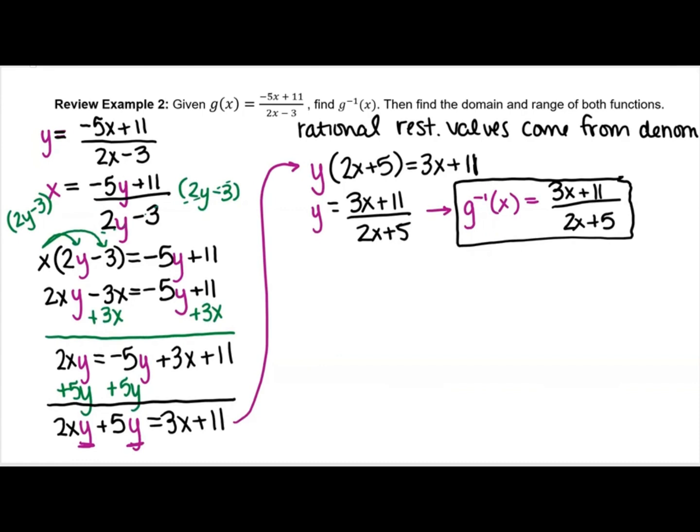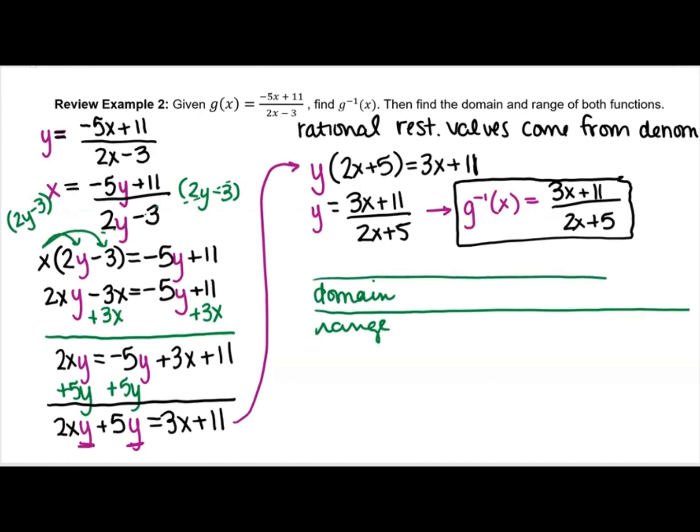Okay, we still need to do the domain and range of both of our functions. So I'm going to go ahead and write my chart. And we're going to give ourselves a little bit more room than we did in our last chart, because we're going to have some longer function domain and range to write. So let's find the restricted values of g of x, so the domain of g of x.